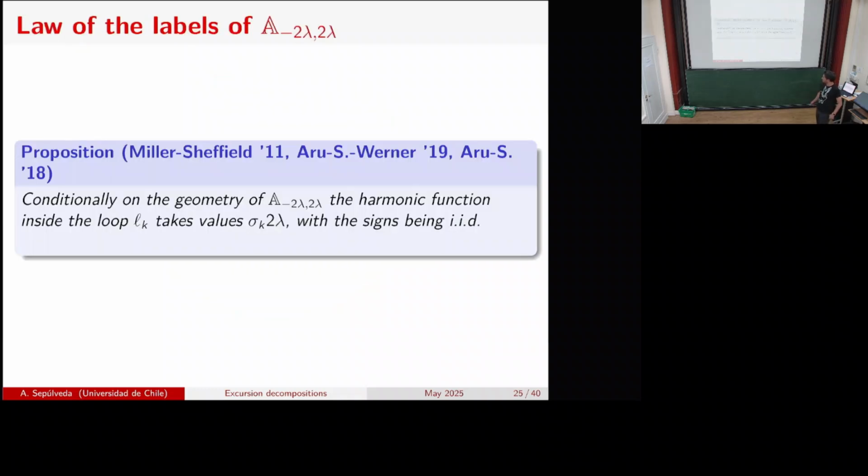This was proved by Miller and Sheffield. Somehow they announced it, and then we proved it with Juhan and Vendelin. And you get something more. Conditionally on the geometry, the set minus 2 lambda, 2 lambda exists and has the law of a CLE4, and conditionally on its geometry, the harmonic function you are seeing is just i.i.d. This is what we were expecting in order to build an excursion decomposition. It doesn't depend on the geometry. Furthermore, these are the only values of a and b that do this. There are no other ones that satisfy this condition. So this is a good direction to build our excursion decomposition. We wanted to get i.i.d. signs somewhere, and it naturally appears here.